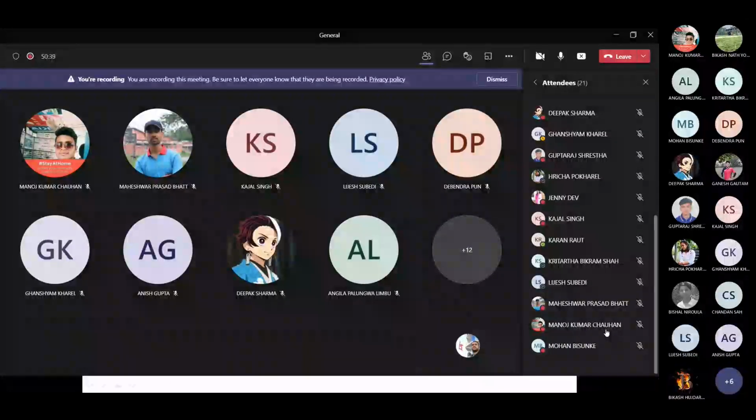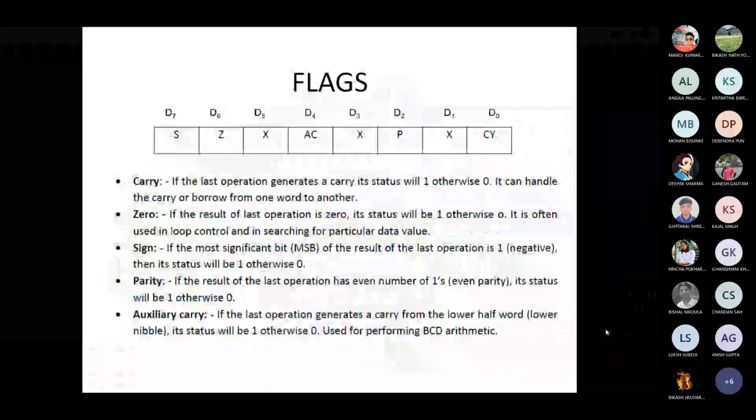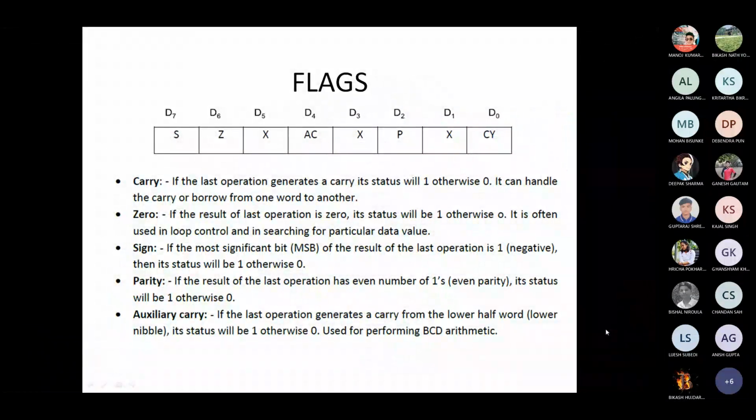So what was the carry flag for? It was to check whether there is a carry out or borrow in from D7 to D8, right? What is AC for? What is auxiliary carry? From D3 to D4, that means from the lower nibble to the upper nibble, if there is any carry out or any borrow in from the upper nibble to the lower nibble, then we call it, then the auxiliary carry flag is raised.